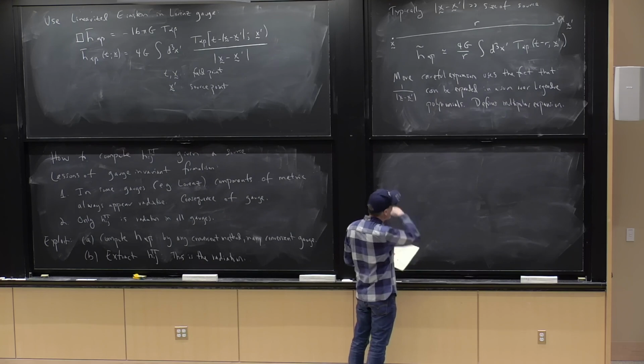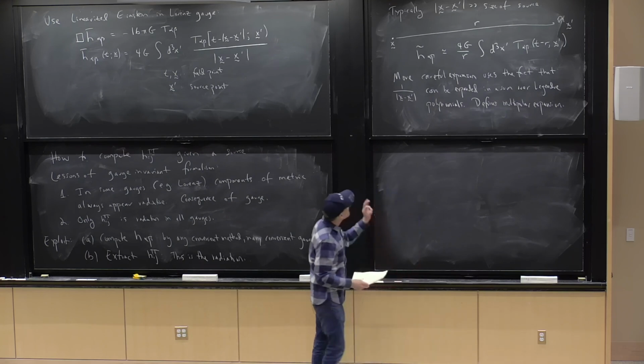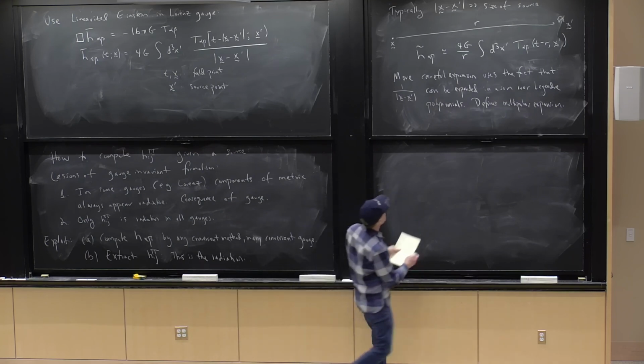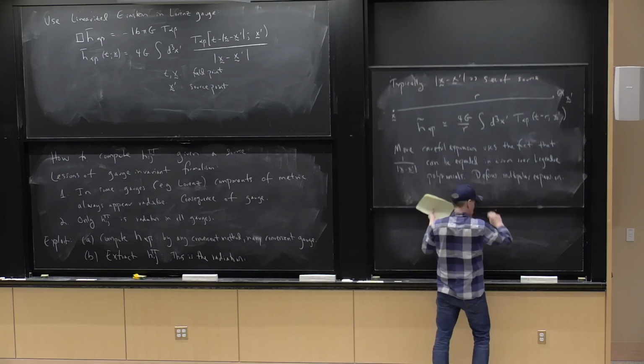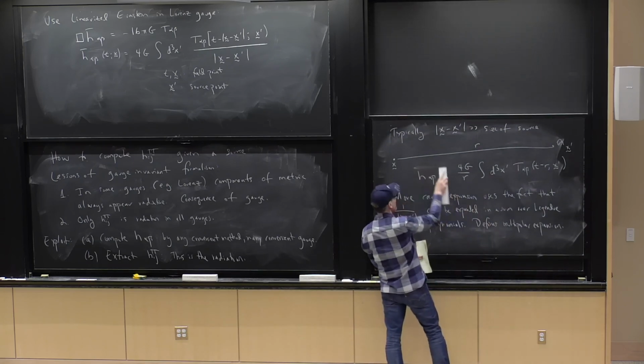Next, we're going to use the fact that only the spatial, whoops, that's not supposed to be an h tilde. My apologies. That's supposed to be h bar, because this is the trace-reversed thing.